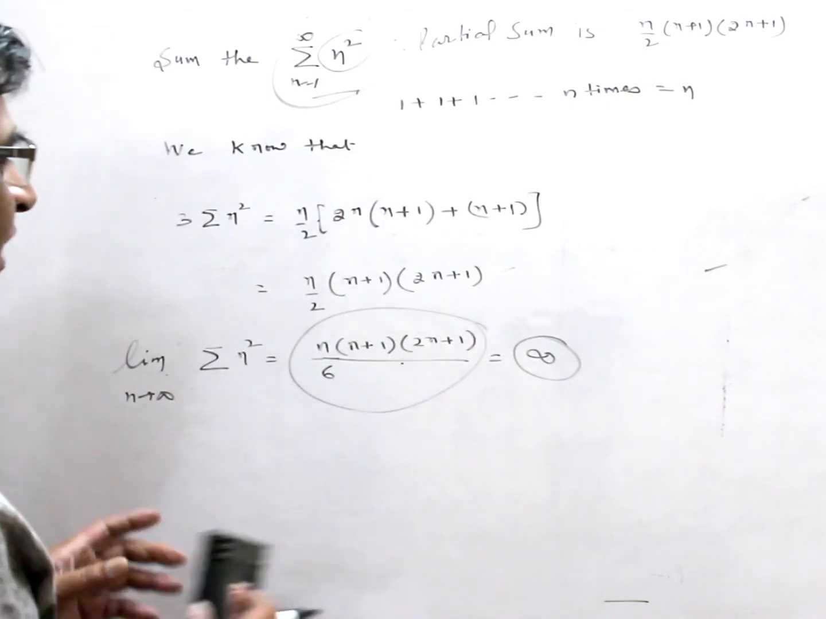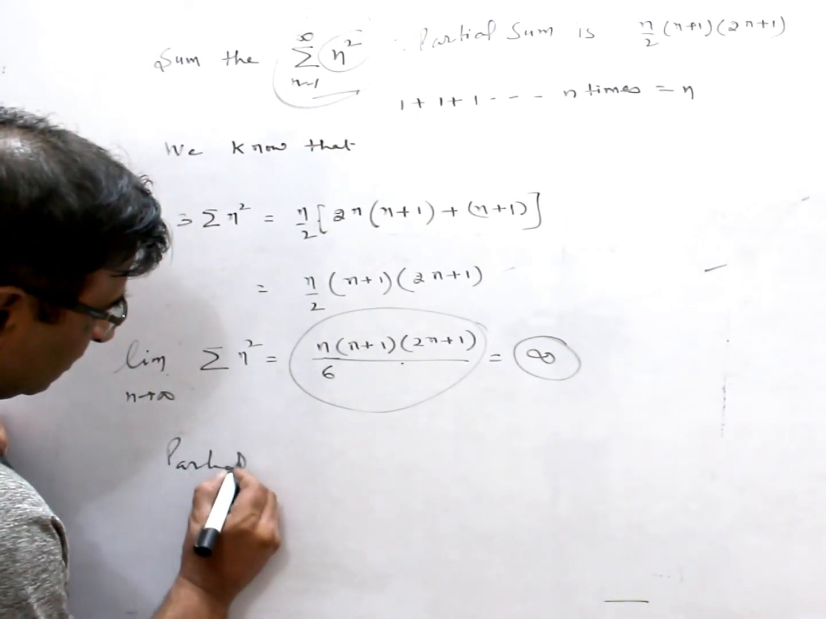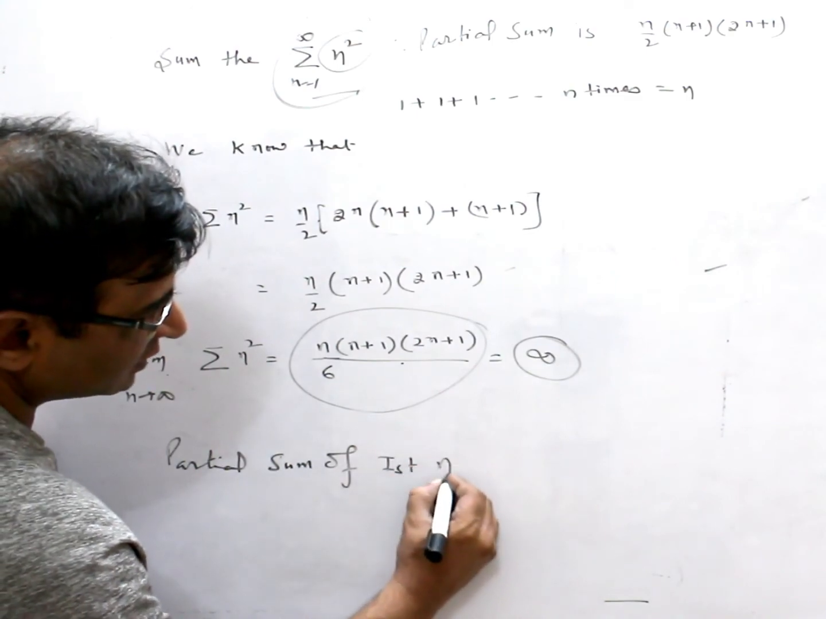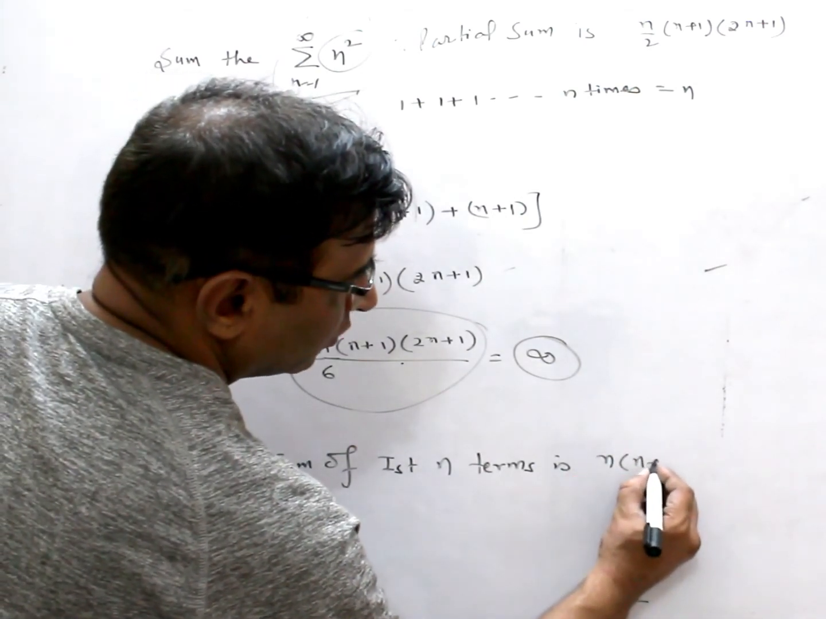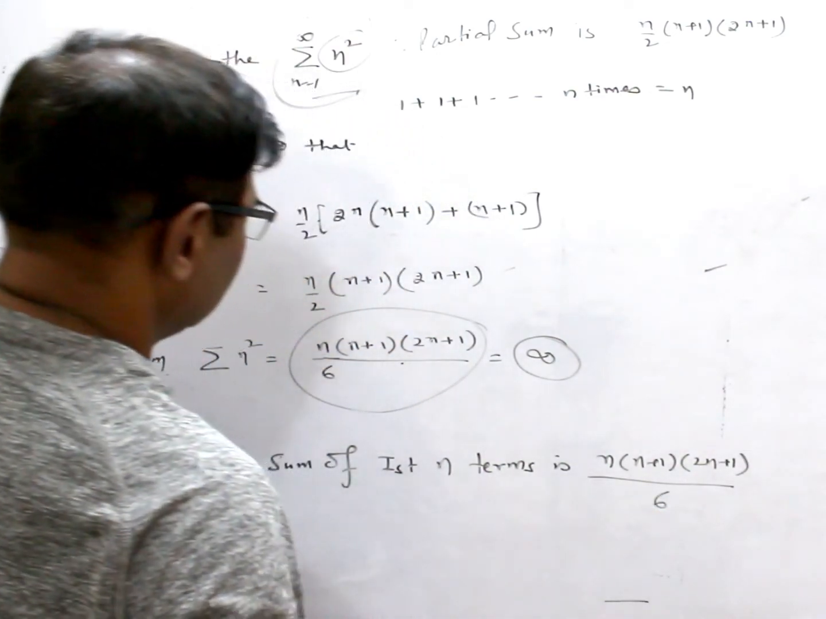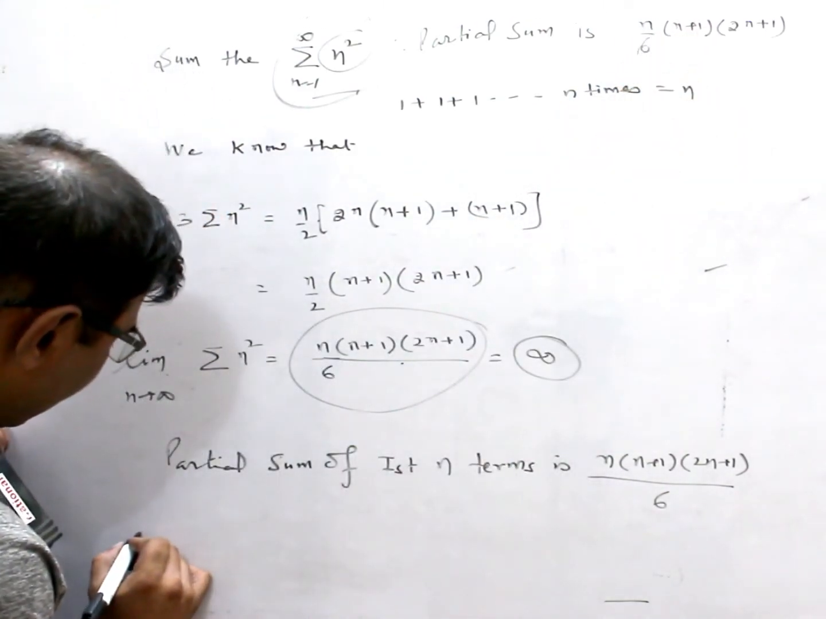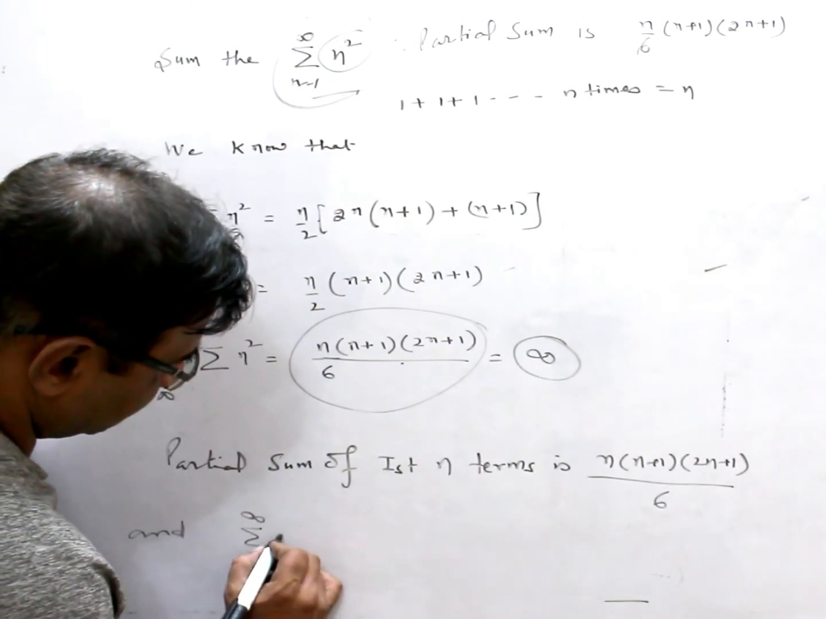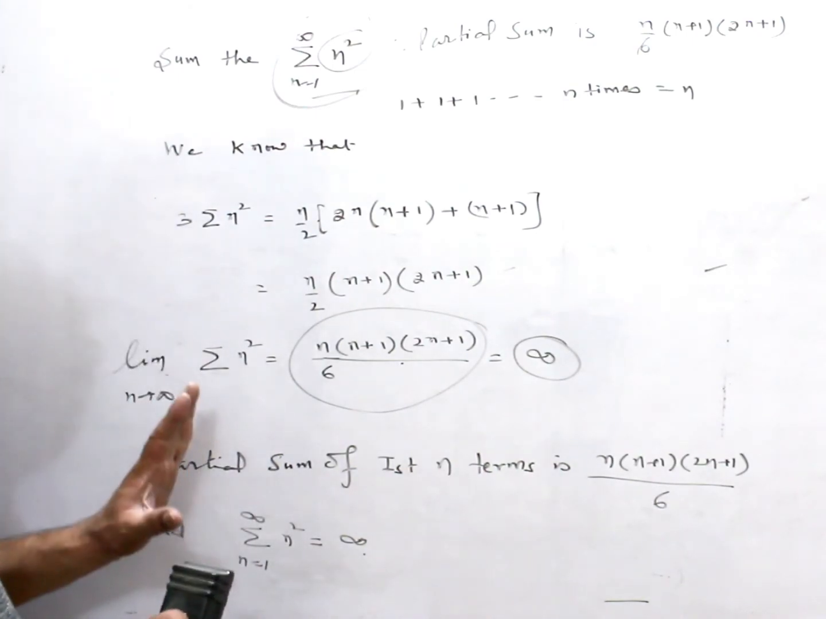That means the final result: the partial sum of the first n terms is n into (n plus 1) into (2n plus 1) divided by 6. Sorry, this is 6. And sigma n varying 1 to infinity of n square is equal to infinity. So this is the result.